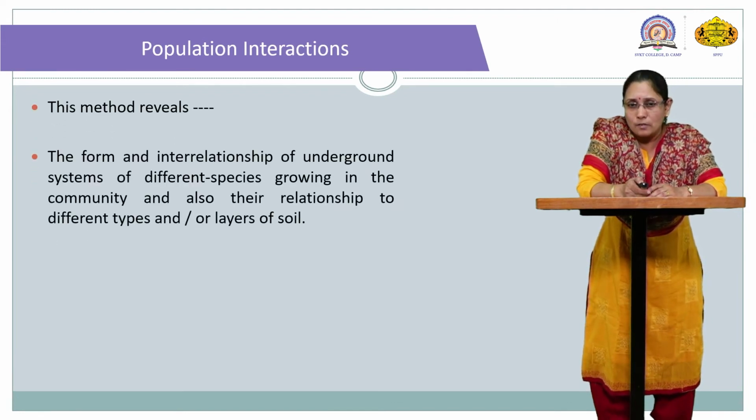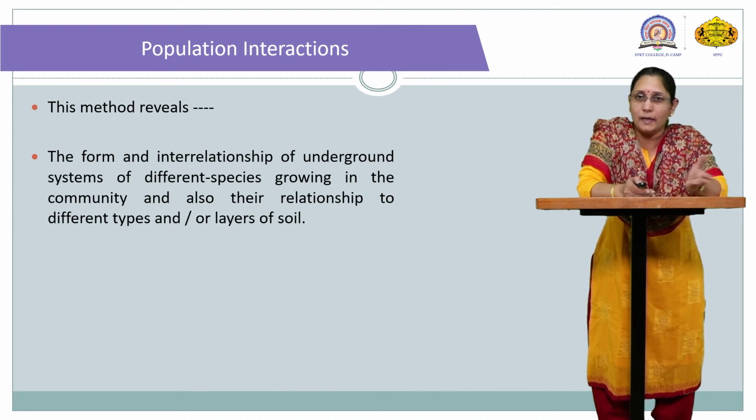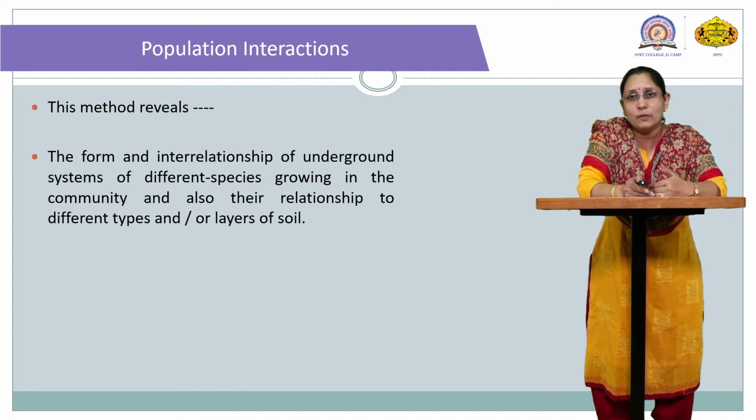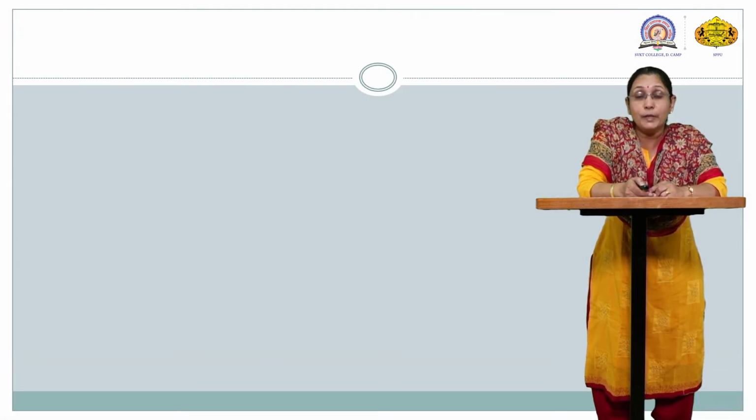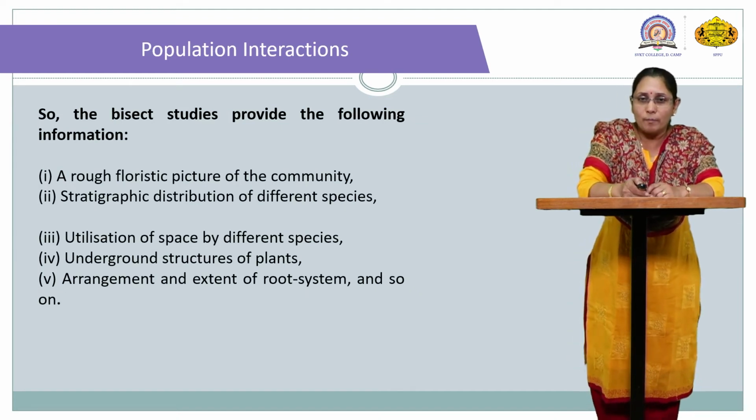Now what does this method reveal to us? It reveals the form and interrelationship of underground systems of different species growing in the community, and also their relationship to different types and layers of the soil. So this bisect method gives us, as I already told you, the overall analysis of that particular plant and its interrelationships, meaning the interaction of one plant with another plant, including its aerial part as well as the underground part, including its soil part also.